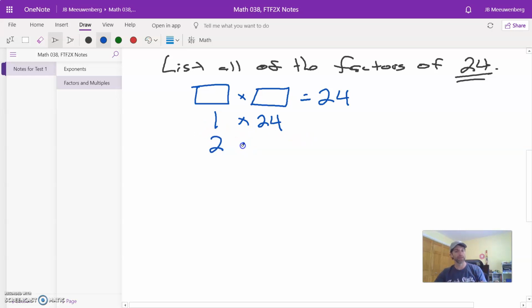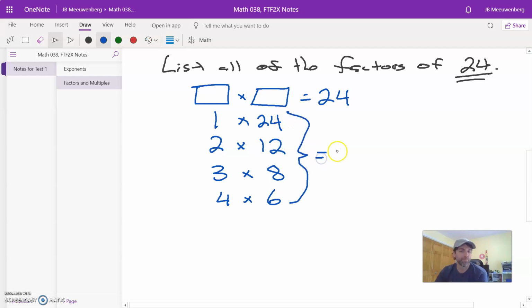What about 2? Yeah, 2 times 12 gives you a product of 24. 3 times 8 gives you a product of 24. Notice how the numbers are actually getting closer to each other, right? These are far apart. 2 and 12 are closer. 3 and 8 are closer. And then 4 times 6 are closer yet. And notice if we go up one more, we're at 5, and we know 5 times 5 is 25. So we know we're done at that point. So these all have a product of 24.